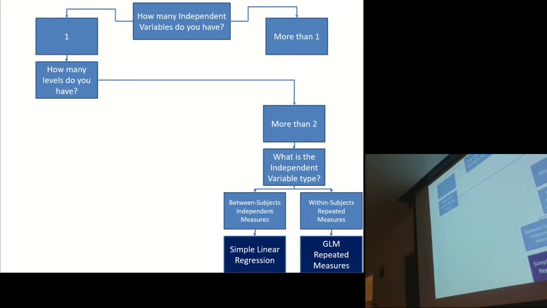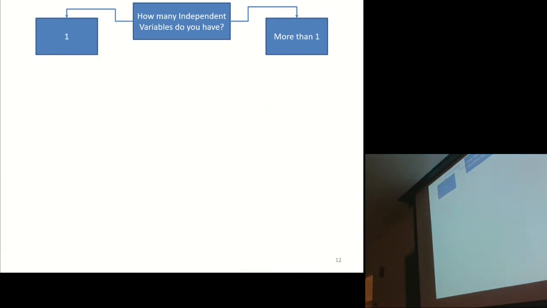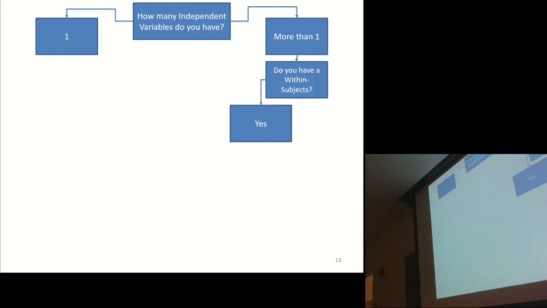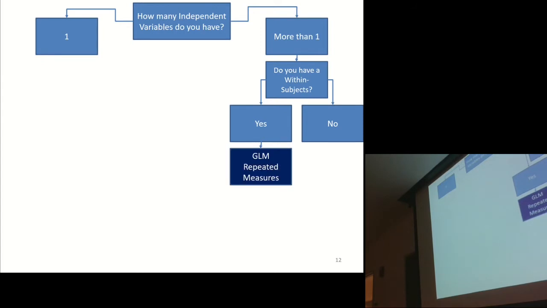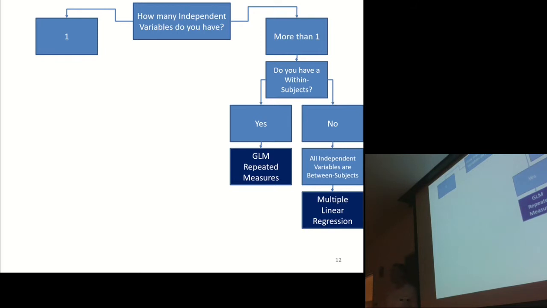All right, so that's for one variable. If you got more than one, then once again, ask yourself, do you have a within subjects or not? If you do, once again, general linear model, repeated measures, regression. If you do not, meaning all your independent variables are between subjects, then you're going to do not a simple linear regression, but a multiple linear regression. You're going to try to get two or more variables and figure out a function that predicts that final dependent variable.